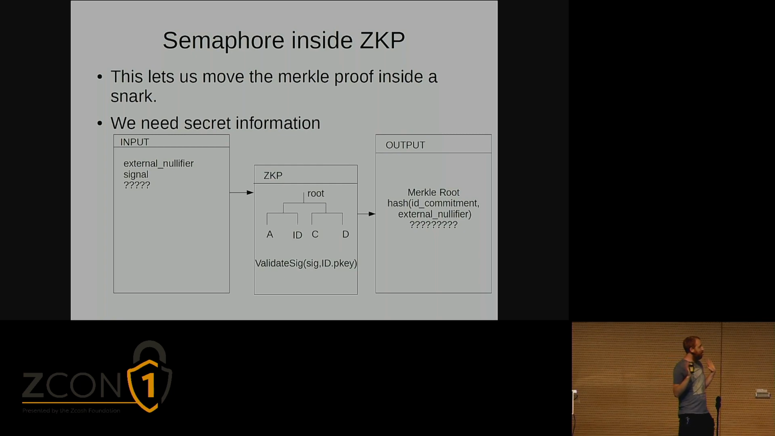But just to give you a rough overview, we prove membership of this Merkle tree, we validate a signature, and then we give some outputs, right? We have to give the Merkle root as an output because that binds you to the group that you're talking about. And then we have to make this clever nullifier on the other side. Instead of just having a regular nullifier, we want a nullifier that's different if you use a different signal. So we have this external nullifier, and we hash it together with the actual ID commitment or the nullifier in the original system.